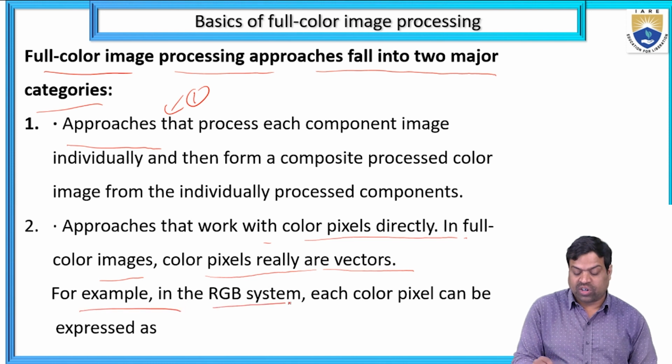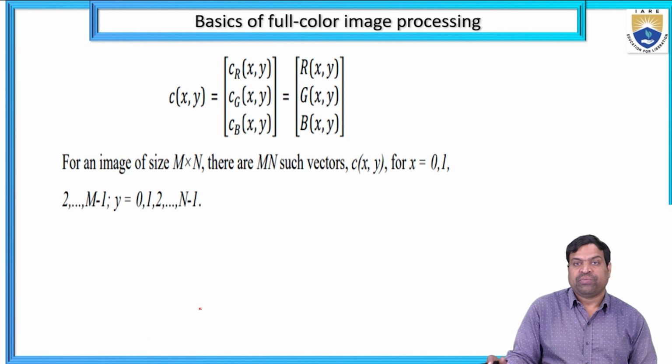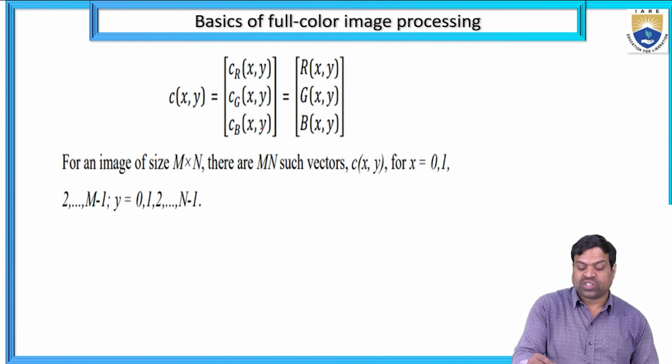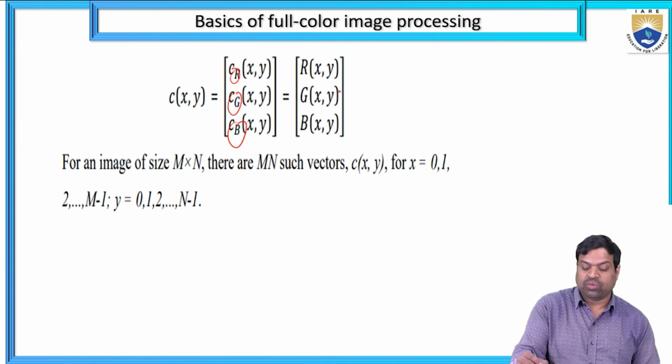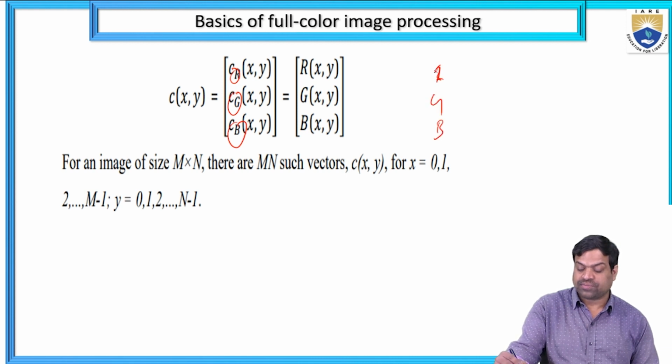For example, in the RGB system, each color pixel can be expressed as c(x, y) equal to [c_R(x, y), c_G(x, y), c_B(x, y)]. So RGB, c_R, c_G, c_B equal to red, green and blue. So we are applying the RGB.